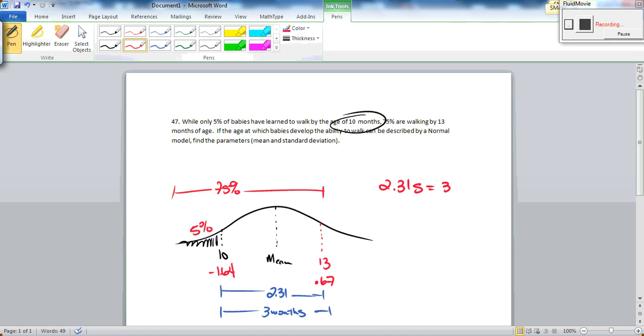So to find the standard deviation, all we would do is divide by 2.31. And when we do, S is approximately 1.3 months. So that gives us our standard deviation. Now we need our mean.